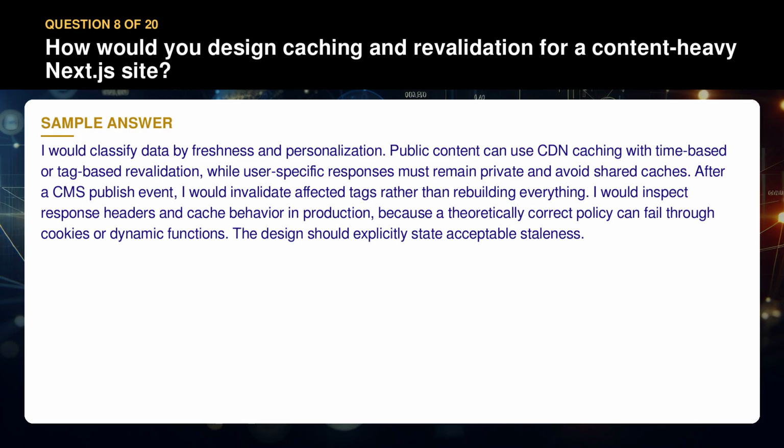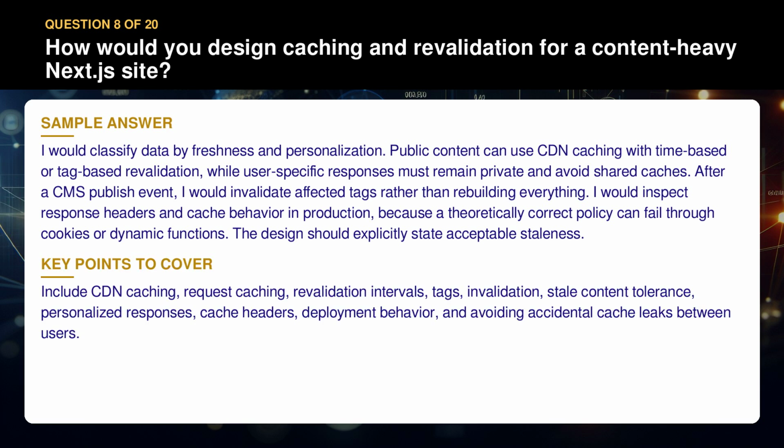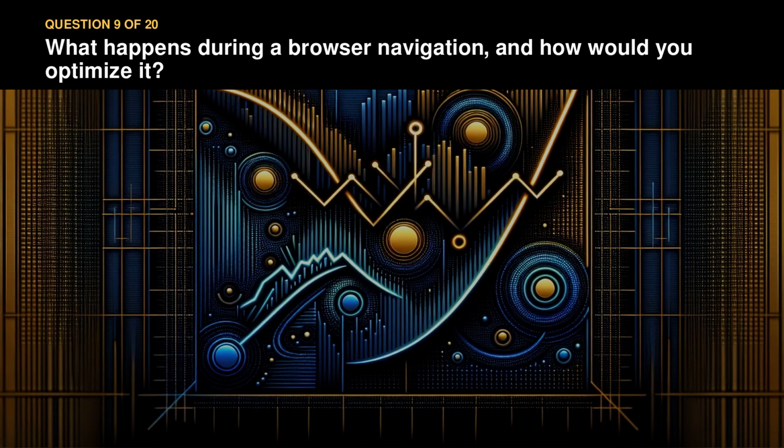I would inspect response headers and cache behavior in production, because a theoretically correct policy can fail through cookies or dynamic functions. The design should explicitly state acceptable staleness. Include CDN caching, request caching, revalidation intervals, tags, invalidation, stale content tolerance, personalized responses, cache headers, deployment behavior, and avoiding accidental cache leaks between users. Question 9. What happens during a browser navigation, and how would you optimize it?